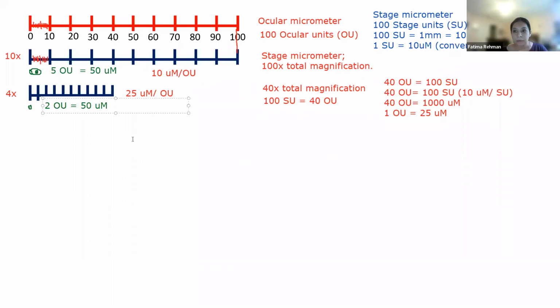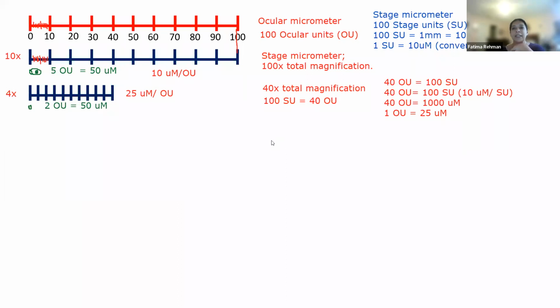Good or no? We know it was 50 because I said it's the same cell that we looked at under the 10x objective lens, and we already calculated it to be 50 micrometer, knowing that it was five ocular units under the 10x objective lens. And we knew the calibration at 10x objective lens too. Okay. Everyone good?